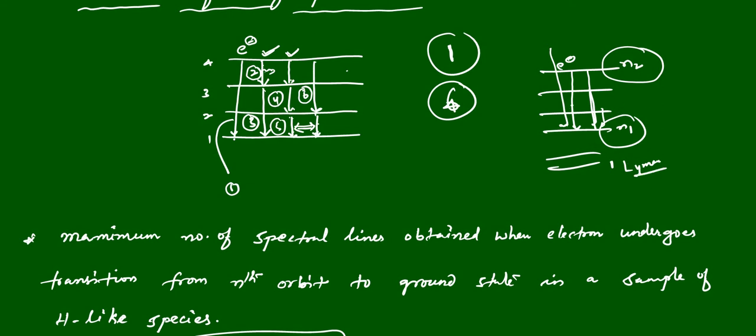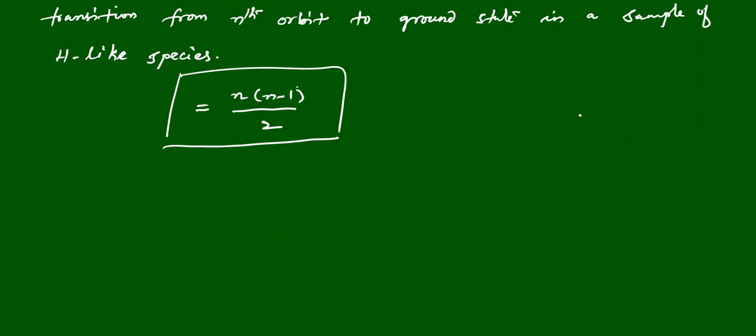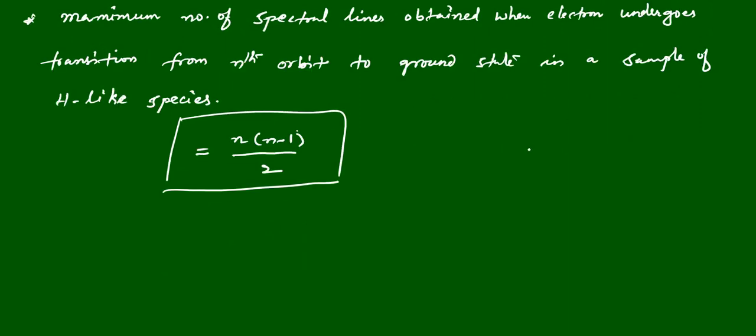In case of all Balmer lines, how many Balmer lines are possible? How many Paschen lines are possible? How many Brackett lines are possible? Altogether, Lyman, Balmer, Paschen lines. So in that particular case, we have the formula: n2 minus n1 into n2 minus n1 plus 1, by 2. You can note it down. This formula also here.